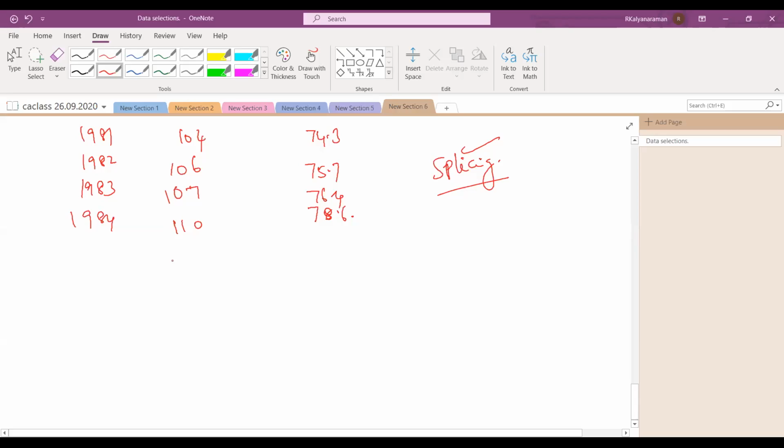So splicing involves splitting into two different time periods. For example, I am taking 1992, for example, 2000. Till 1994, there was some system. But suddenly from 1994, 95 onwards, we had a different system. So the price index was calculated by two different methods.